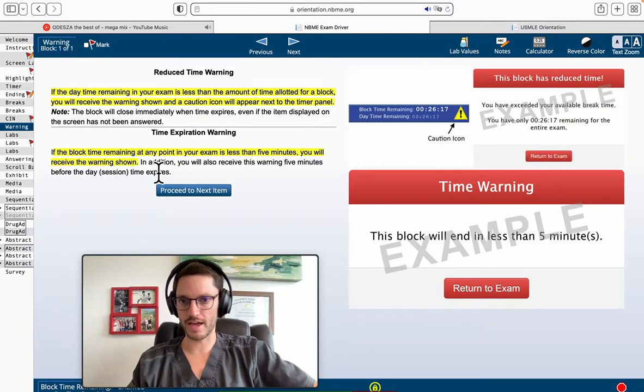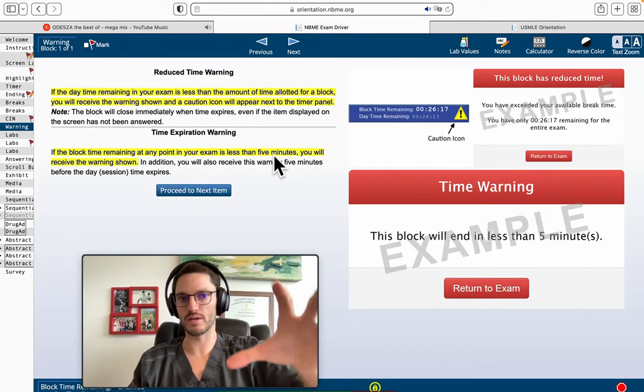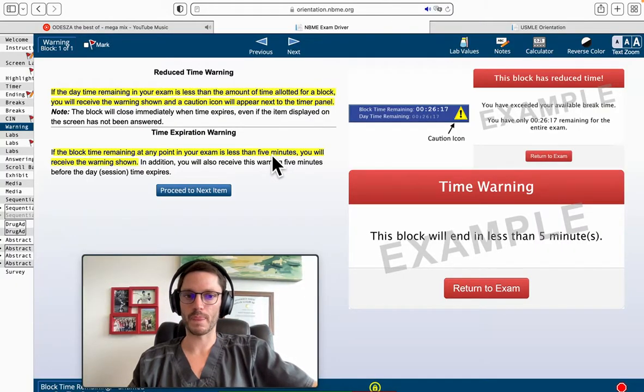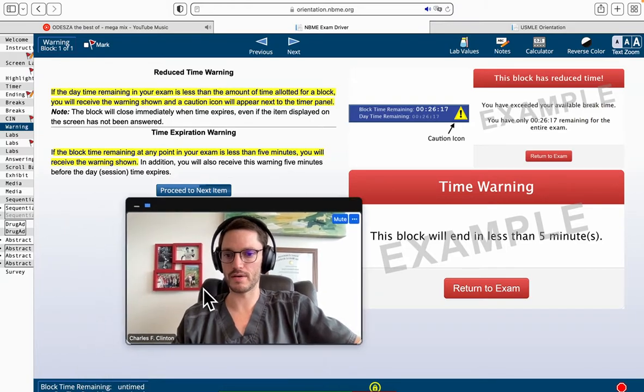This one I have seen almost always, which is the time expiration warning. It prompts you and tells you you're missing 5 minutes in this exam, and this will pop up right here in the inferior left corner.